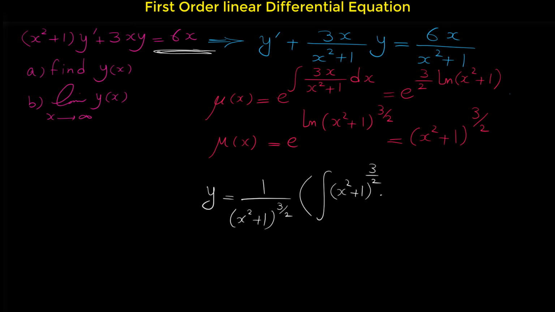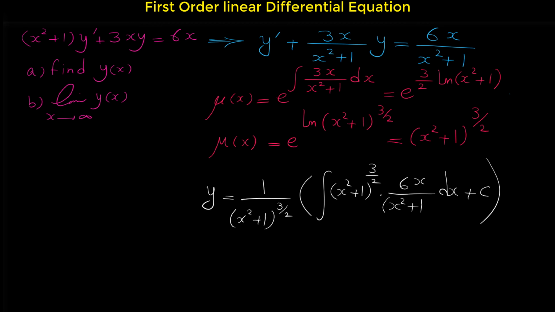Note that this expression is not q of x. This expression 6x over x squared plus 1 is q of x, because this equation is in the standard form, not this equation. So you have to use this for q of x. So times by q of x, which is 6x over x squared plus 1 dx plus c.